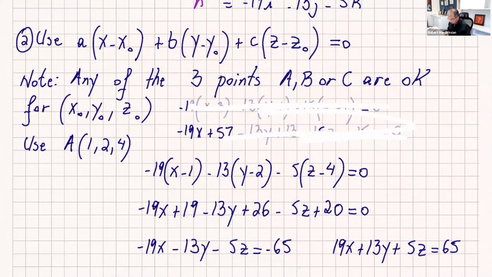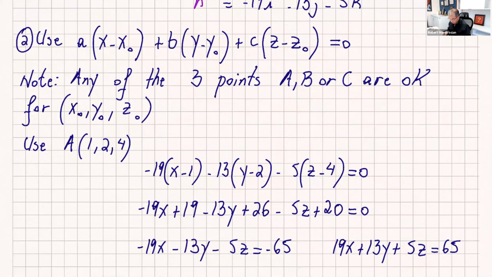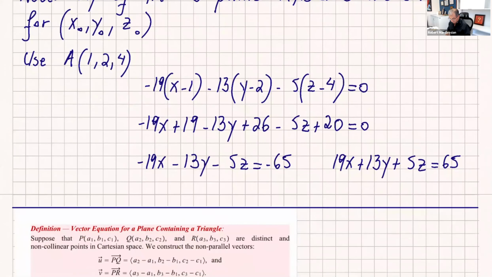I will try to check that with the second point. But what you can say is -19 times x minus 1, because the coordinates of A were 1, 2, 4, minus 13 times y minus 2, minus 5 times z minus 4. Simplify this, you get -19x, -13y, -5z equals -65. That means 19x plus 13y plus 5z is 65. You can change all the signs on both sides of the equation.